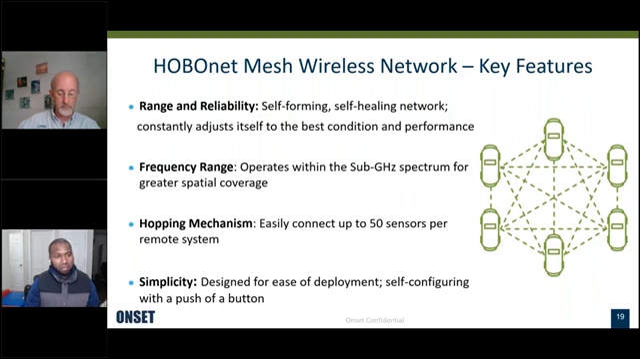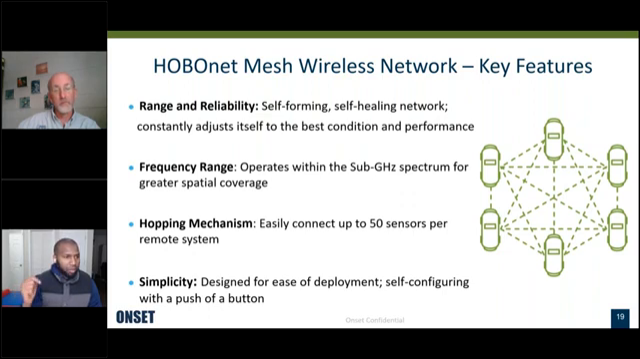And what's neat about the system is it also has a hopping mechanism, where if you have a sensor that's maybe 5,000 feet or 7,500 feet away from the main station, the data can use all the nodes to travel back through that hopping mechanism.